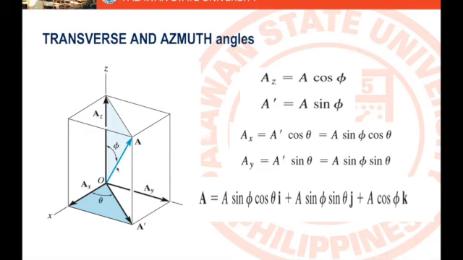Okay, so again, let's analyze this. We have two triangles, the light blue one and the blue one. In the light blue one, we have the angle phi, and for the blue one, we have the angle theta, the transverse, and the azimuth. So here, the component AZ is adjacent our phi angle, the azimuth angle, and the hypotenuse is A. So we can solve for AZ as A cosine of phi.